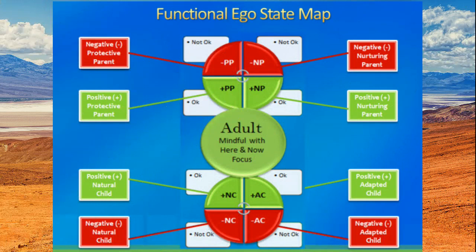Welcome to this presentation on the functional ego state map. There's a difference between structural ego state maps and functional ego state maps. Both are from transactional analysis. A structural ego state map just identifies where various ego states are located if you were to draw them in a diagram. The functional ego state map, on the other hand, is more concerned with how each of the ego states function, not necessarily where they're located in a diagram.